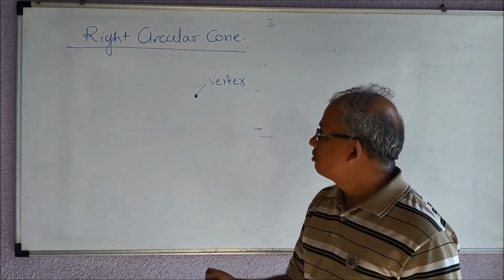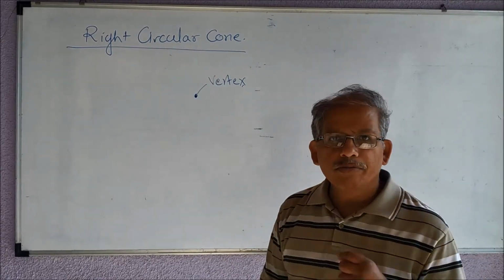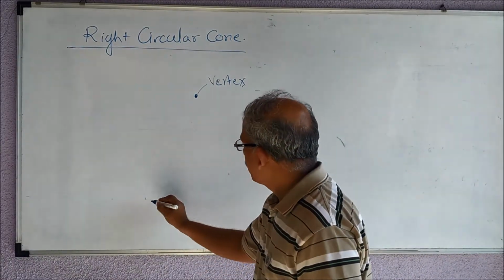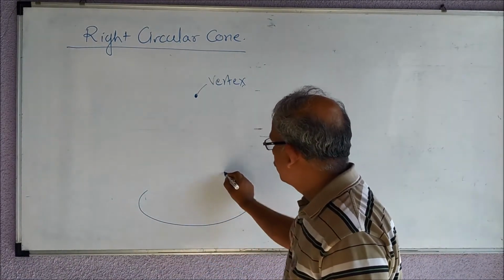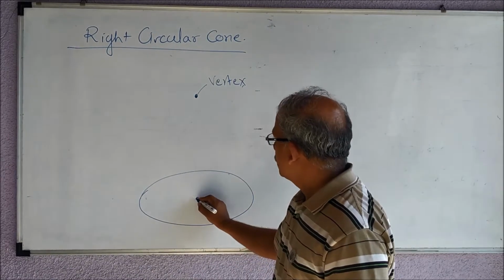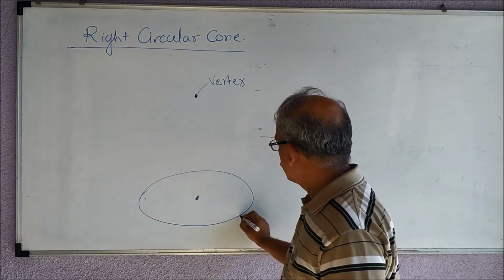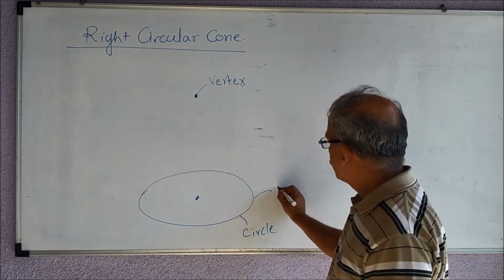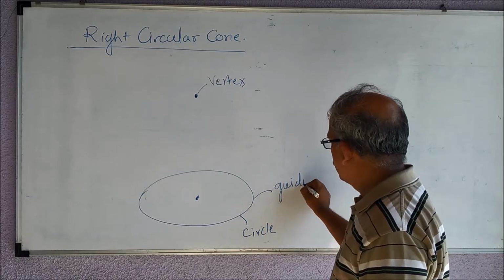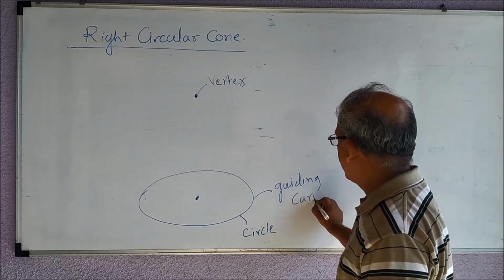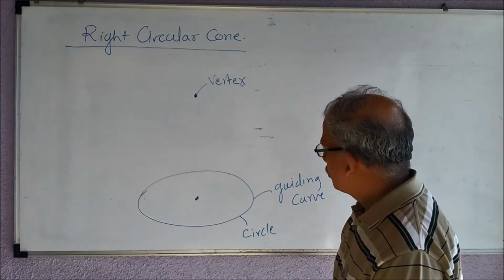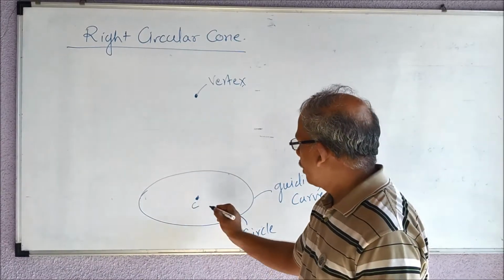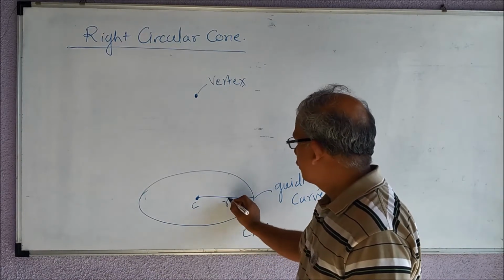Then there will be a guiding curve, and that guiding curve we are taking as a circle. So I am taking a guiding curve over here, and say this is the center of the circle, so this is a circle. This is called a guiding curve. This is the center of the circle, so let us call this C, and the radius of this circle is, say, R.